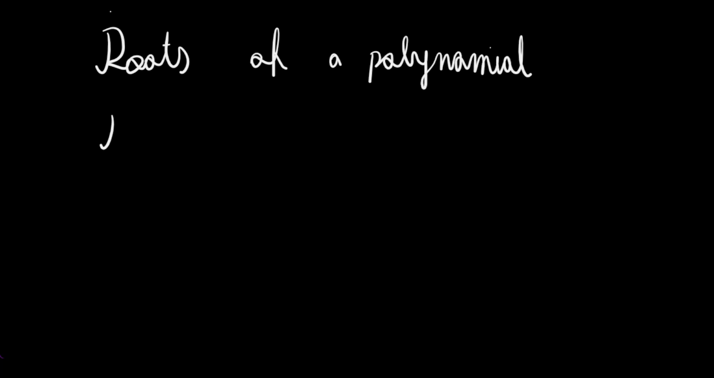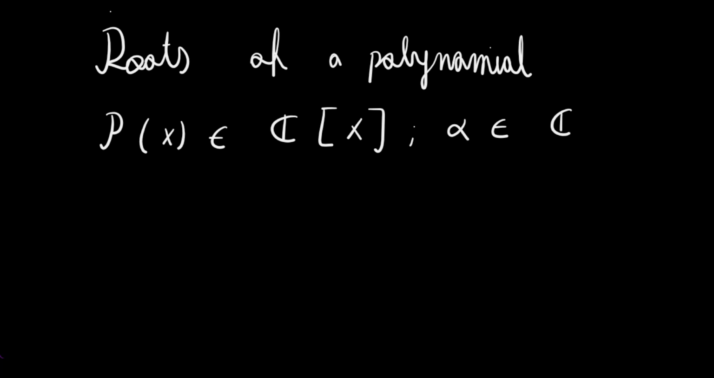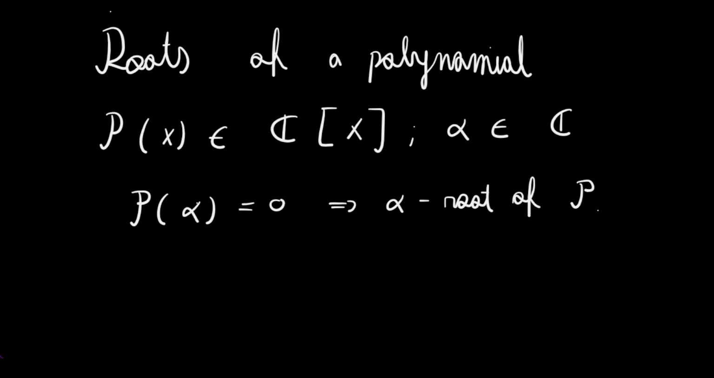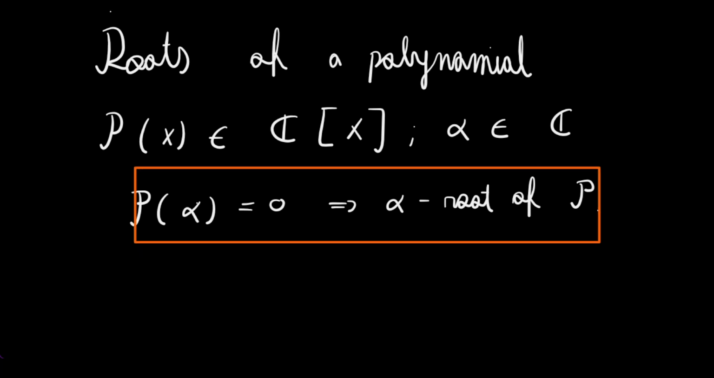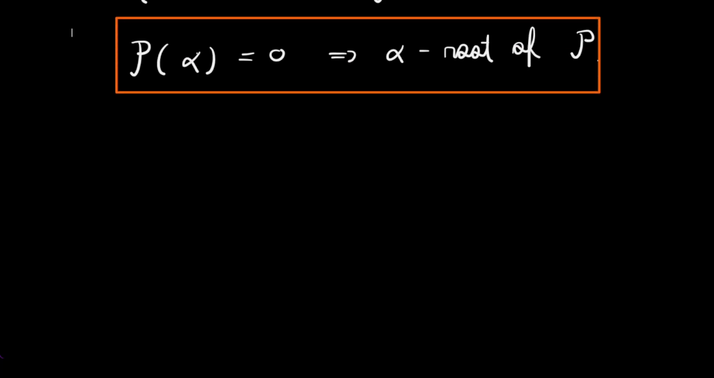What that means, exactly: if you consider a polynomial over the complex numbers, and I take a complex number alpha, if p of alpha is 0, that means that alpha represents a root of the polynomial p. And I would like to tell you some examples of polynomials and special roots.